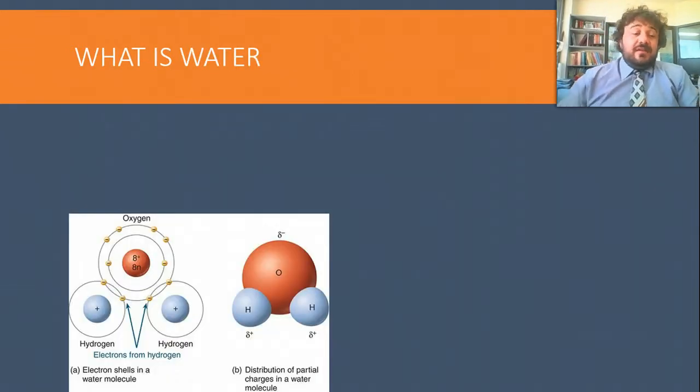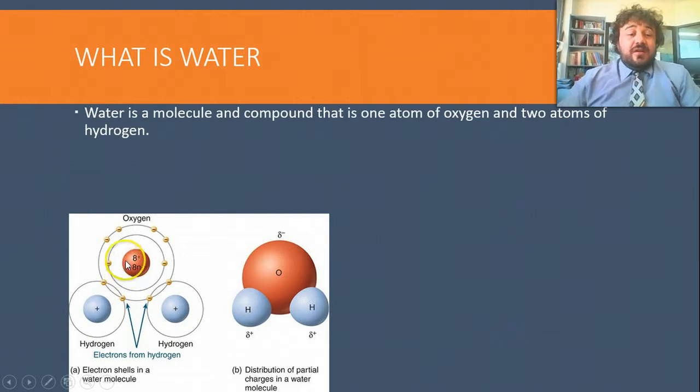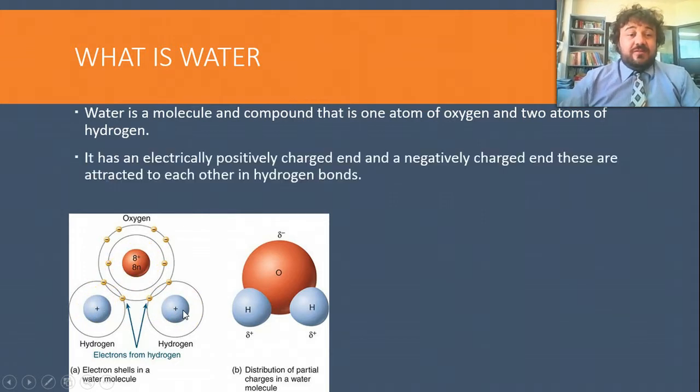So what is it? Essentially, water is a molecule, so they're bound together. You can see that they're joined here at the electrons, and it's one oxygen atom, two hydrogen atoms. Now, it is an electrically charged molecule, which means it's polar. So it has a negative end up here at the oxygen, and it has positive ends. Okay, so you've got positive ends and negative ends.